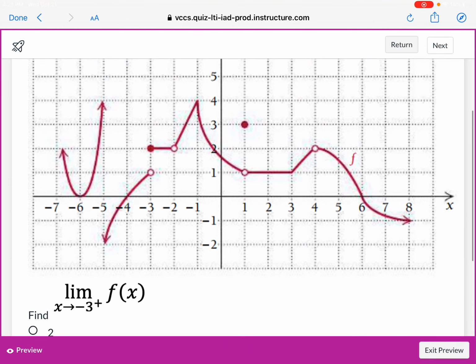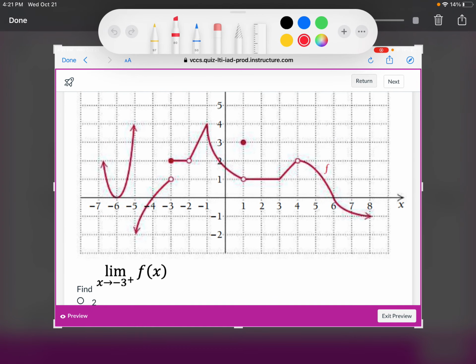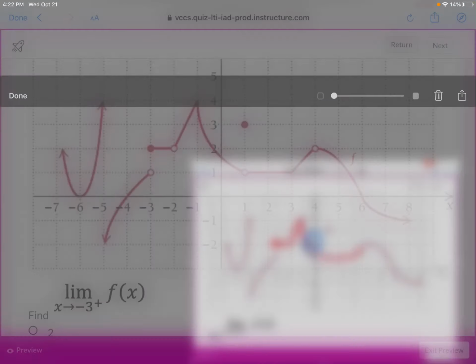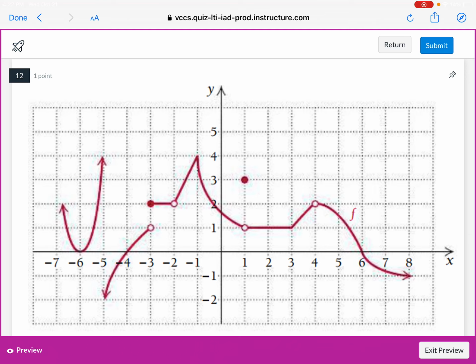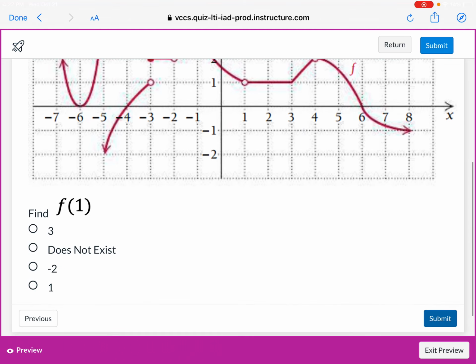All right, now this one, I think I just did it, by mistake. I'm approaching -3 from the right this time. So if I follow it one more time, I am gonna go to that solid circle, that filled in circle, which has a y value of 2. So the answer for this one is 2. Now notice the left hand limit and the right hand limit do not match. They were different. So if they ask me the limit at x equals -3, I will say does not exist.